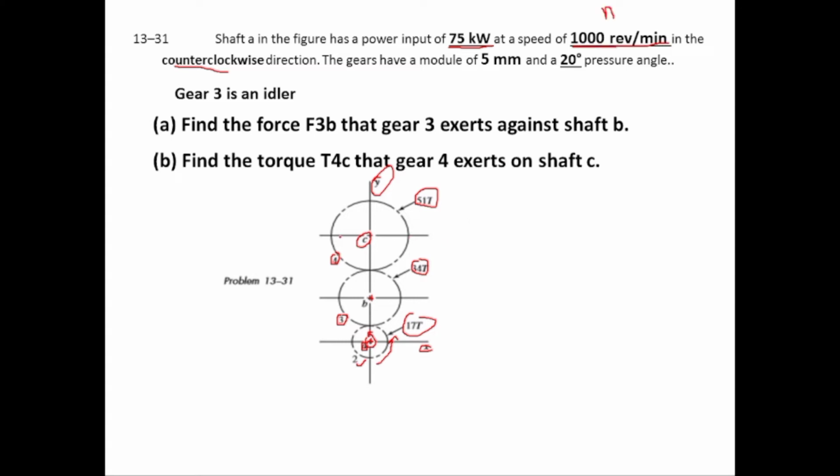Since all of them are meshed together, they will have the same module, which is 5 millimeter. Here the pressure angle is 20. Pressure angle is the angle made by the line of action or pressure line with the line which is tangent to both the meshing gears.